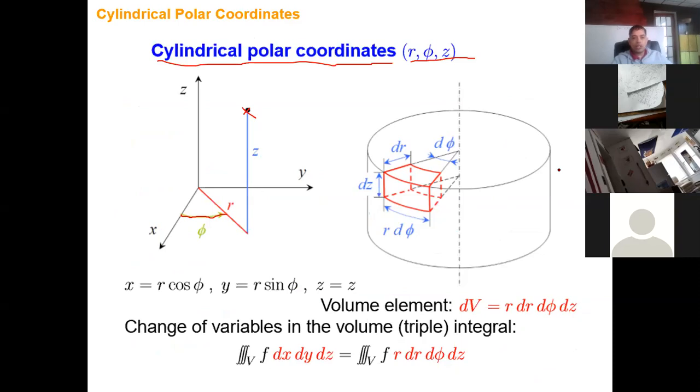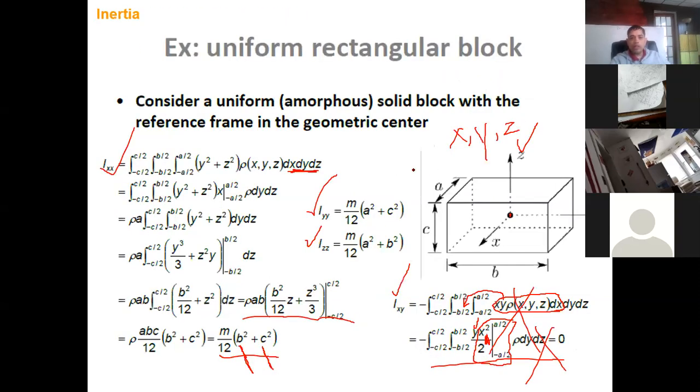Okay, so the cylindrical polar coordinate frame is much easier in this case. If you have the system like this, and you want to consider this volume element, in the previous case, what is the volume element? dx, dy, dz, right? A small chunk having dx, dy, dz.